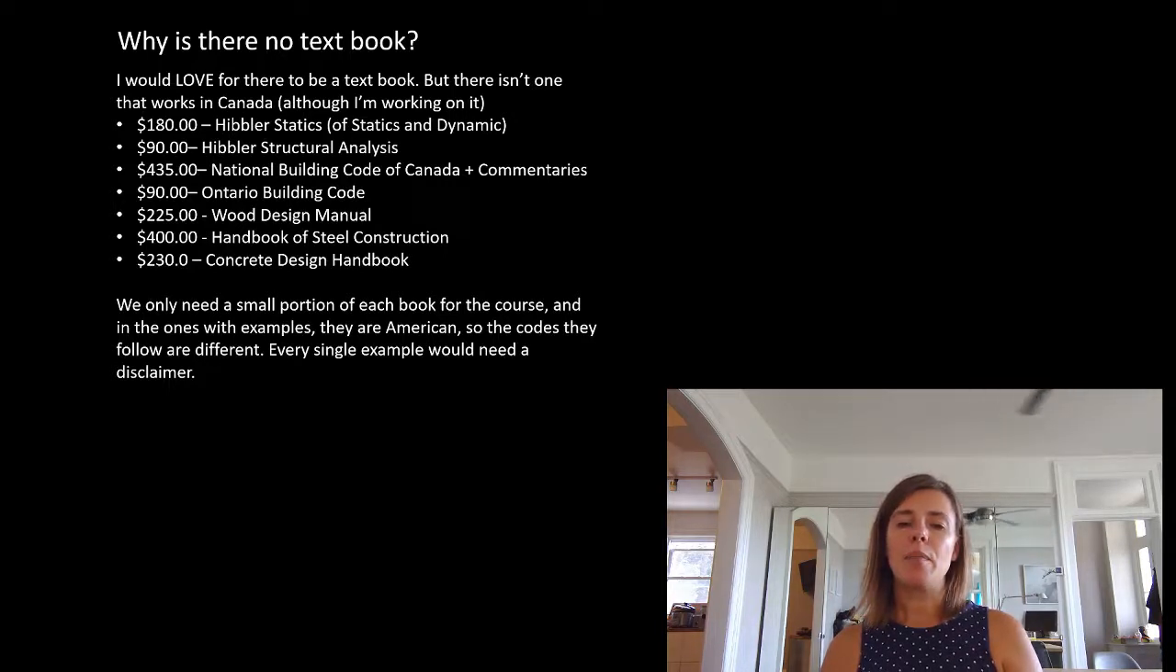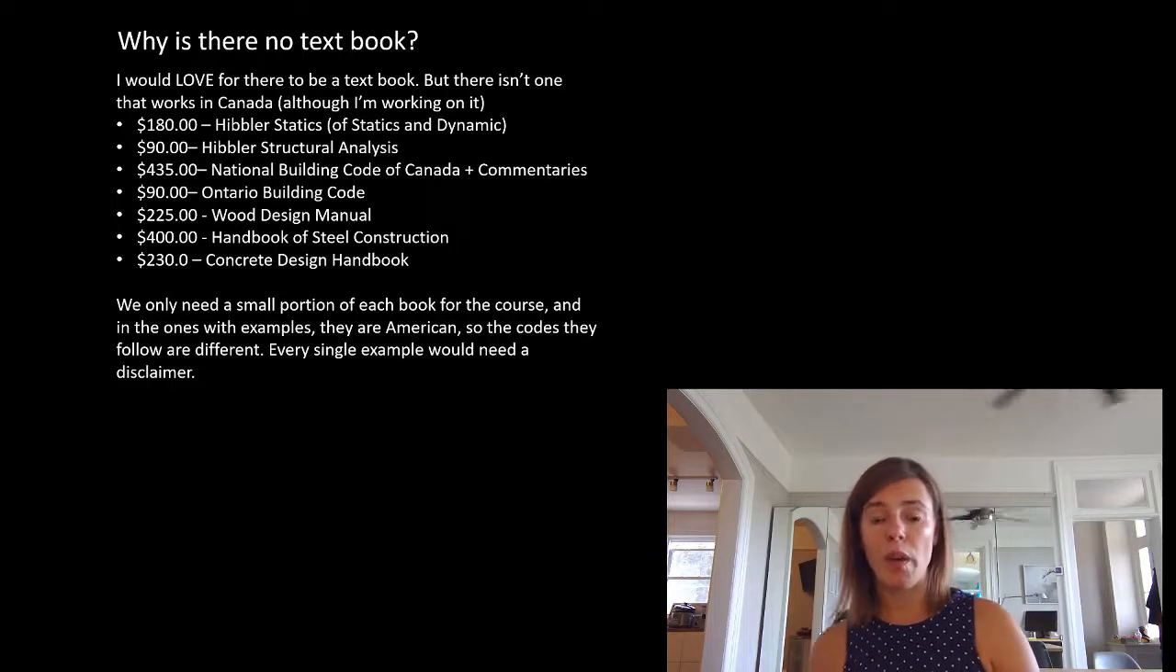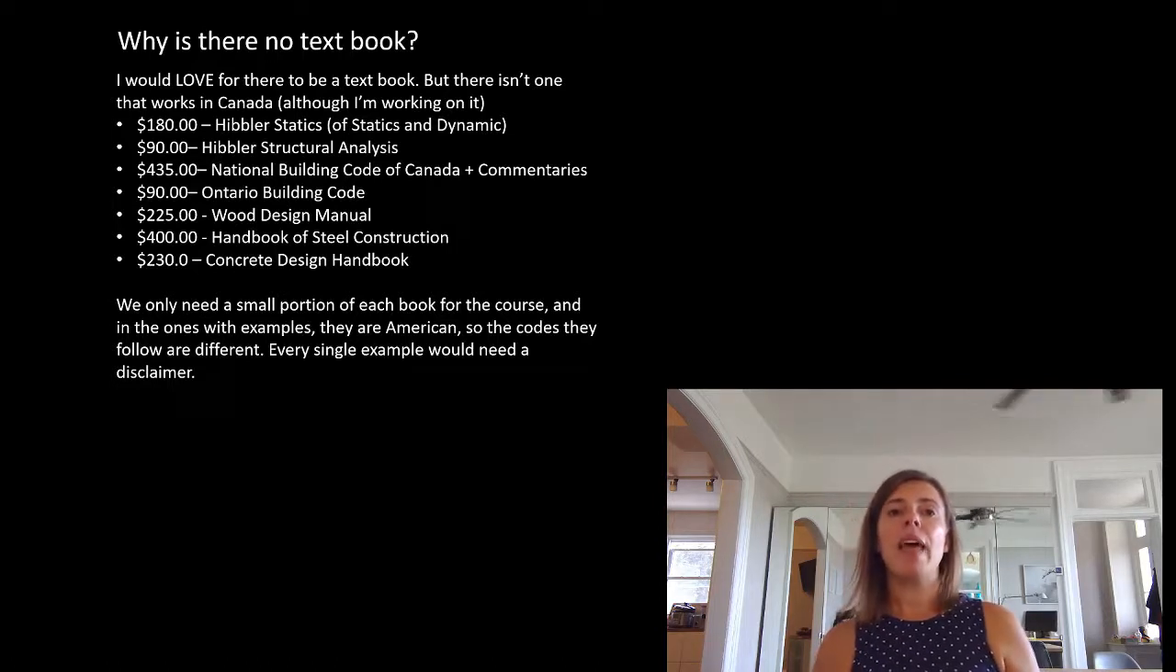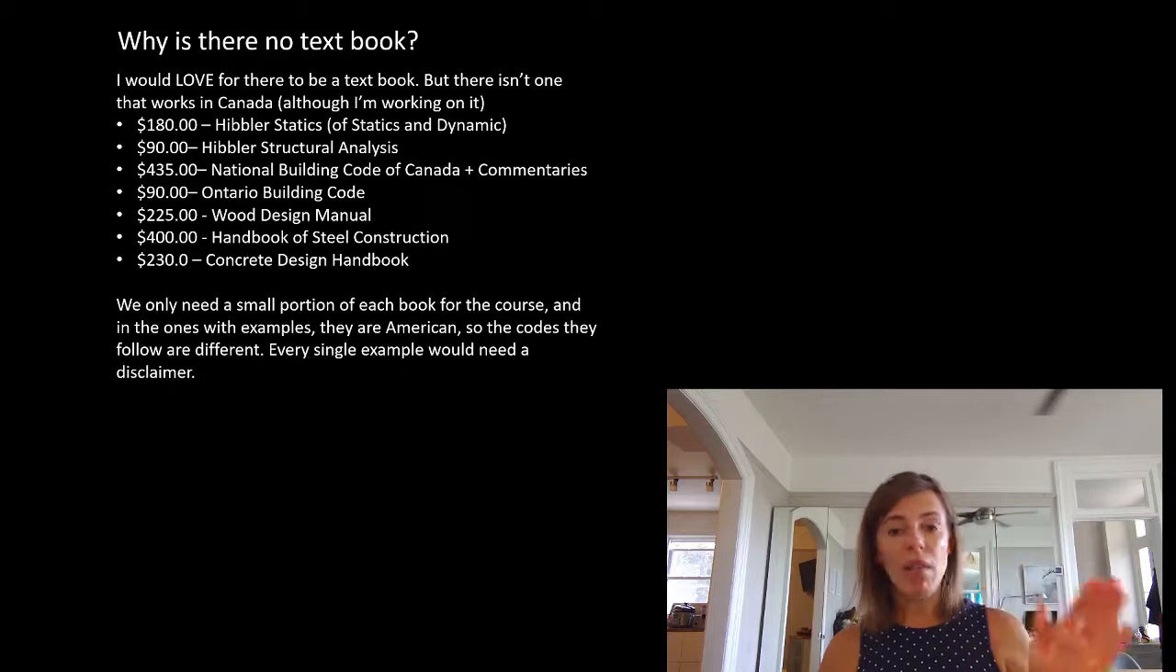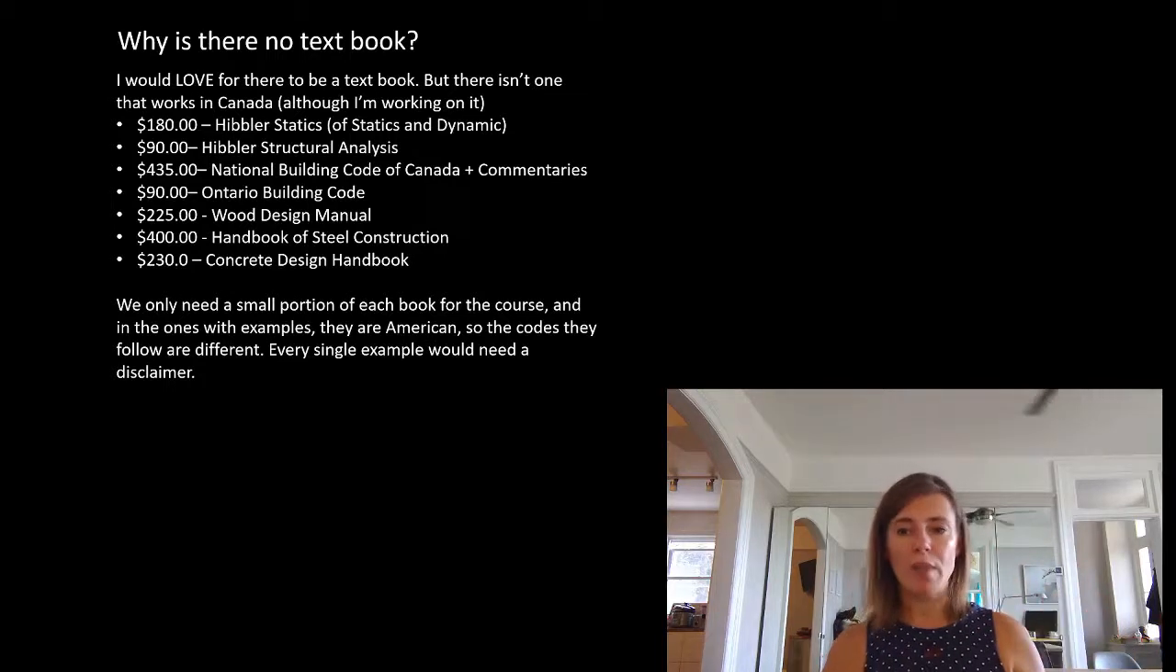So for the first 2 books, I create all the examples following our code. And then for the last 5 books, I extract the information you need from those codes to make sure you have it. They're all available in the library. Go check them out, take a look at them. Maybe you can find them online. Maybe you want to buy them yourself. They're going to come in handy down the road, especially the National Building Code of Canada and the Ontario Building Code. You're going to wish you had those at some point.